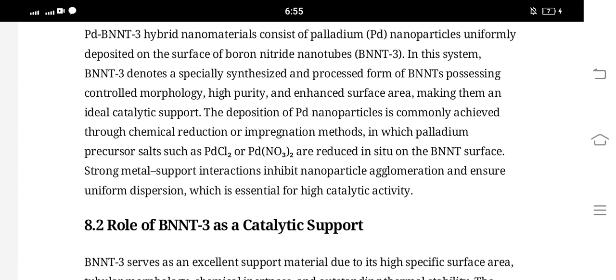The synthesis of palladium boron nitride nanotube hybrid is typically achieved using chemical reduction or impregnation method. Palladium precursor salts are introduced into boron nitride nanotube suspension and subsequently reduced using a suitable reducing agent. This process results in the formation of palladium nanoparticles that strongly adhere to the boron nitride nanotube surface. Strong metal support interaction prevents nanoparticle aggregation and ensures uniform dispersion, which is essential for achieving high catalytic efficiency.